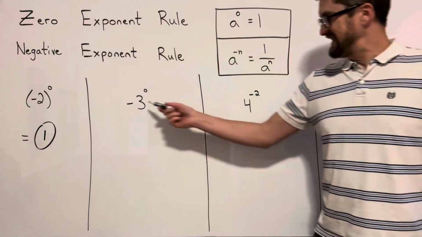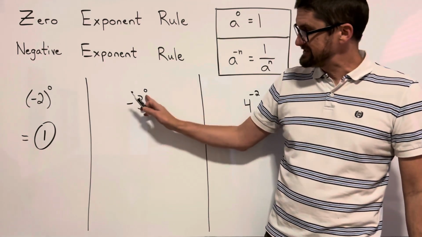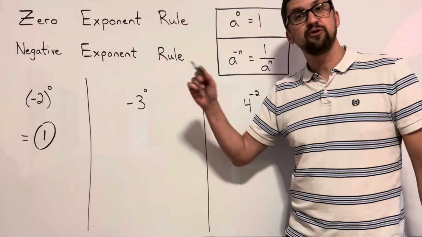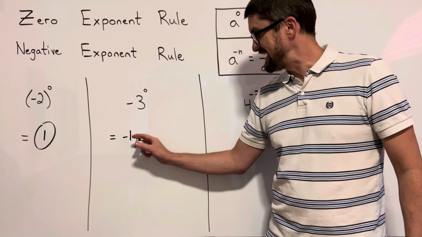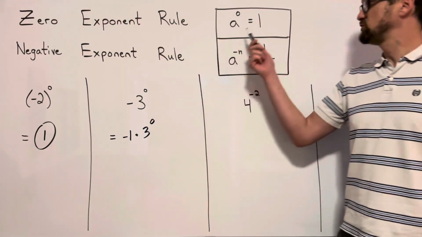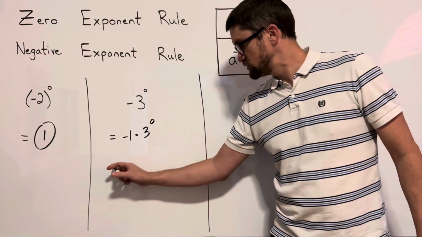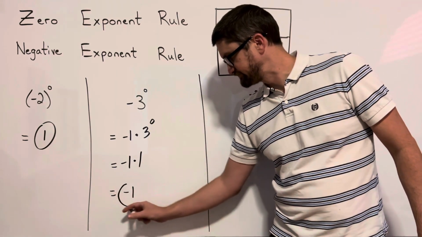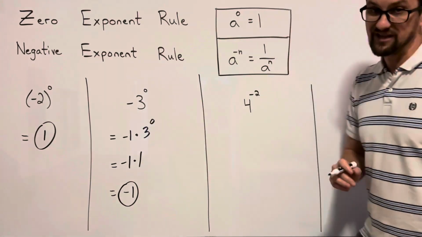Now, this one we have negative 3 to the 0. The 3 with the negative is not in parentheses here, so this negative is actually being applied to the whole 3 to the 0. You can think of it as a negative 1 times 3 to the 0. That's one way to think about it. So 3 to the 0 power is 1, but we have this negative 1 out here. So this is really negative 1 times 1, which becomes negative 1. So you got to be a little careful of the signs when you're doing the zero exponent rule.